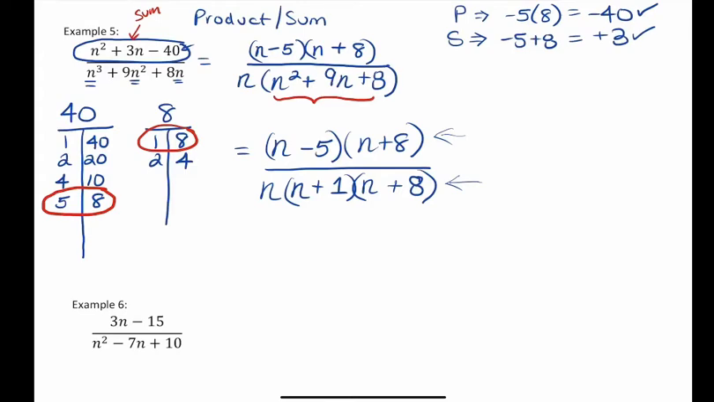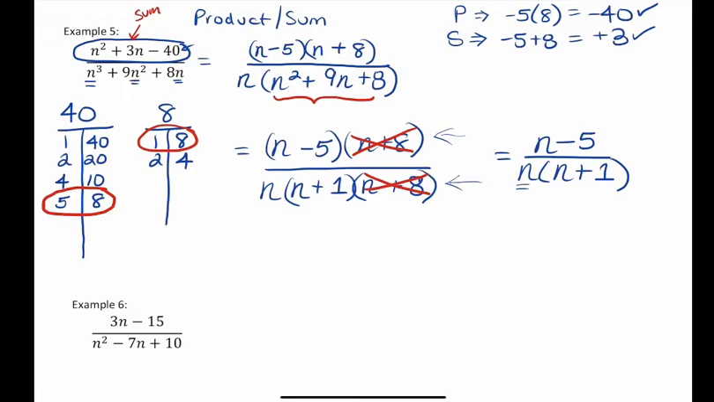This n plus 8 can cancel out with this n plus 8, and that is it. That is all you can factor out. So in the numerator, what's left is n minus 5. Now you can keep that in parentheses if you want to, but you don't have to. And then in the denominator, we've got n times n plus 1.